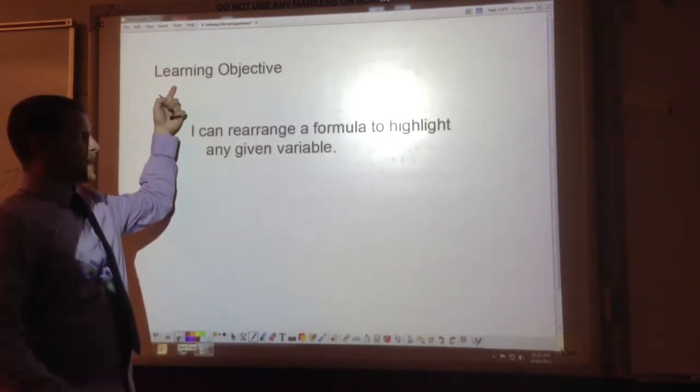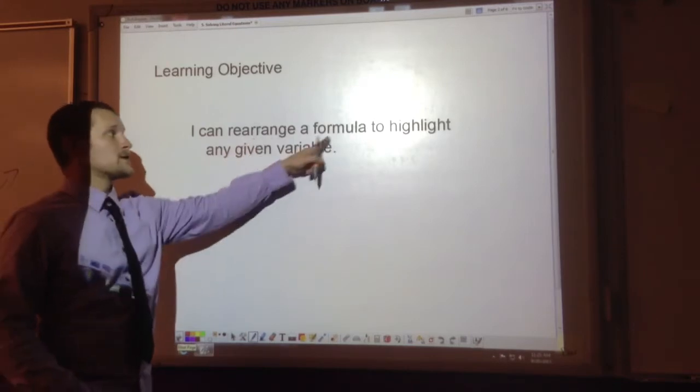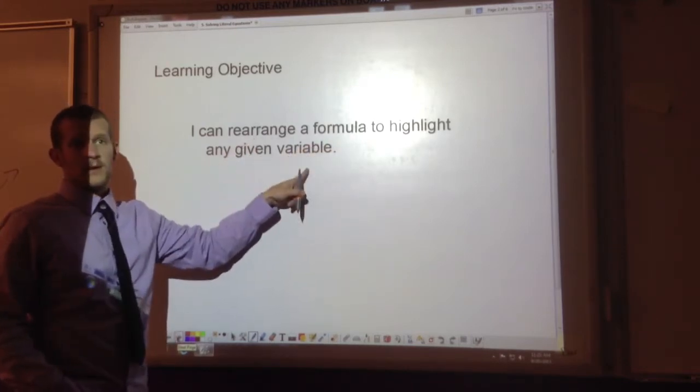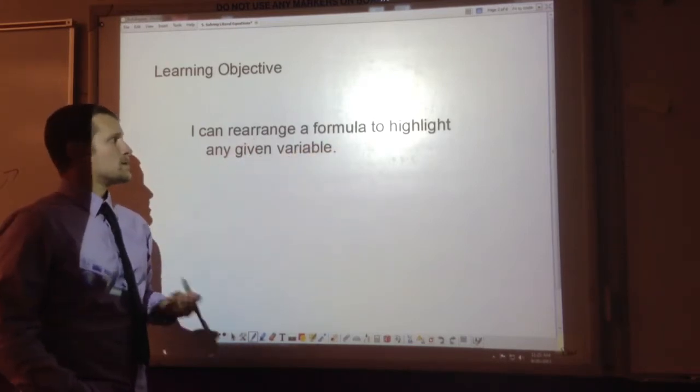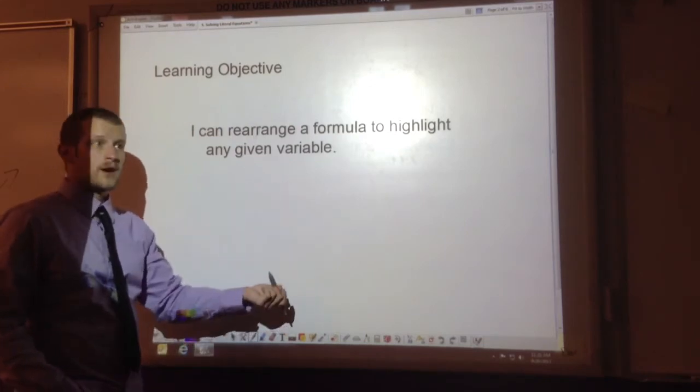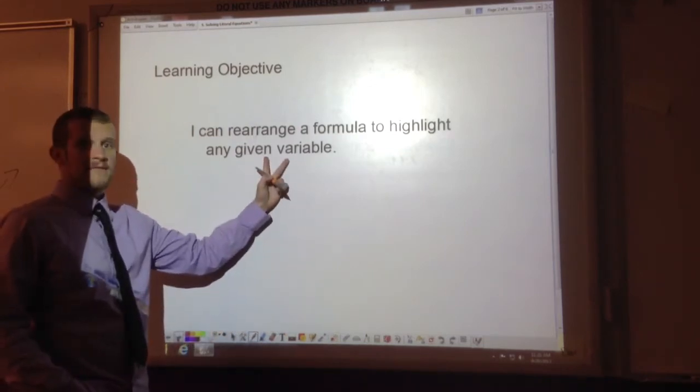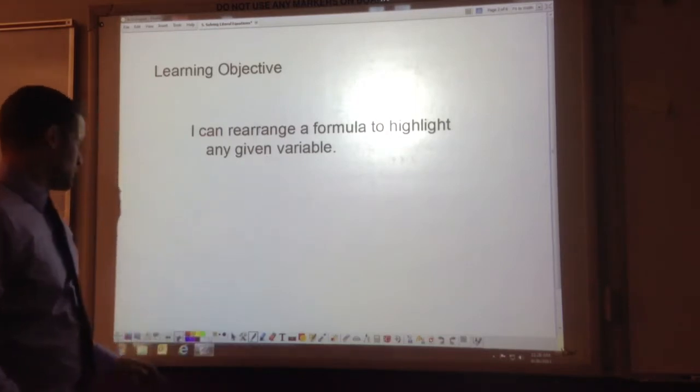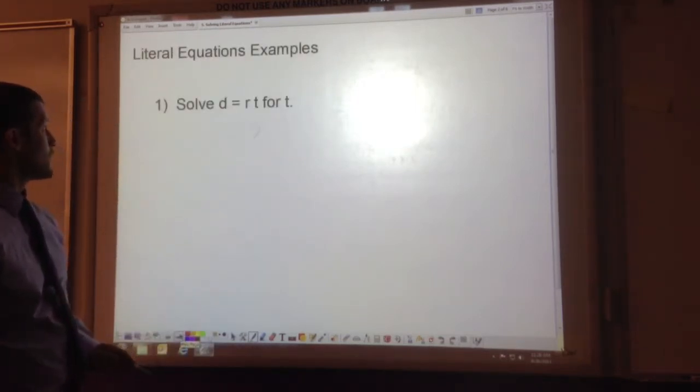Our learning objective today: we want you to be able to rearrange a formula to highlight any given variable. So, we're just going to be using formulas. We will tell you which variable, and just rearrange it to get that variable alone. Here we go.